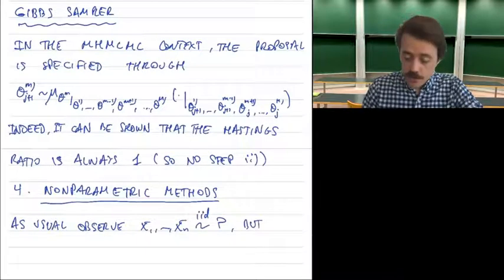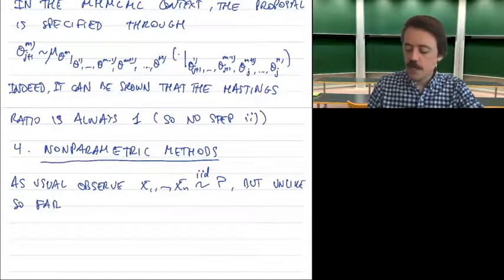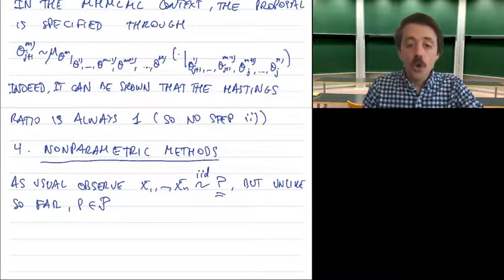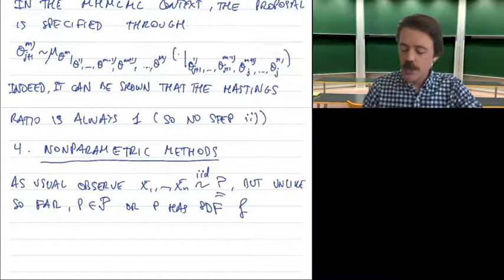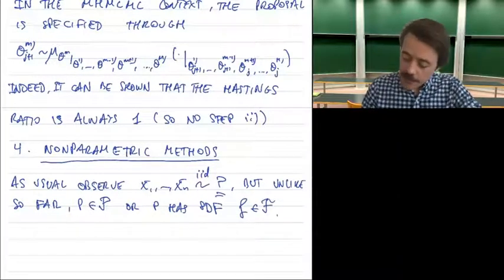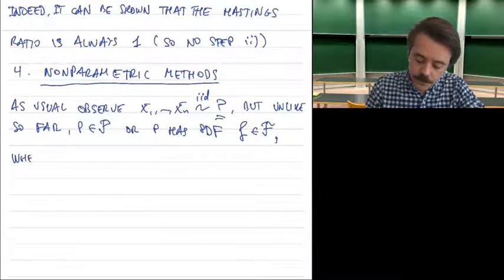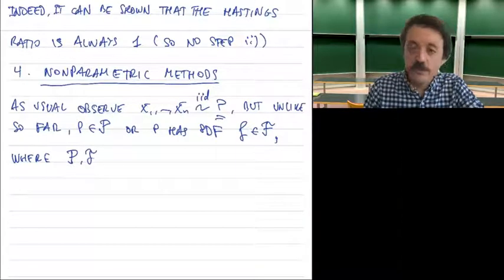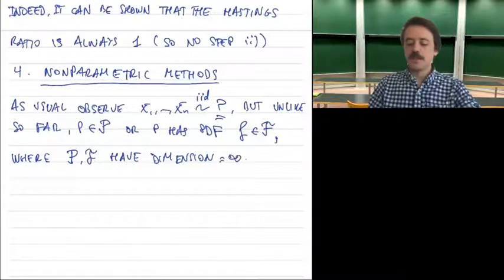But, unlike before, what we have regarding this P is the following: P will belong to a calligraphic P, or P has PDF lowercase f belonging to a calligraphic F space. And the important difference of non-parametric from parametric statistics is that these two possible spaces, P and F, have dimension equal to infinity. So it's an infinite dimensional space.